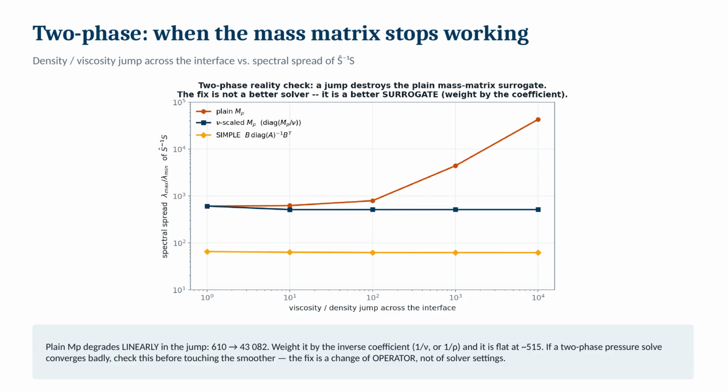If your two-phase pressure solve is converging badly, this figure is the first thing to check. The problem is not that your smoother is too weak. The problem is that your Schur surrogate silently stopped being a good approximation the moment you introduced a density ratio of 1,000. Fixing that is a change of operator, not a change of solver settings.